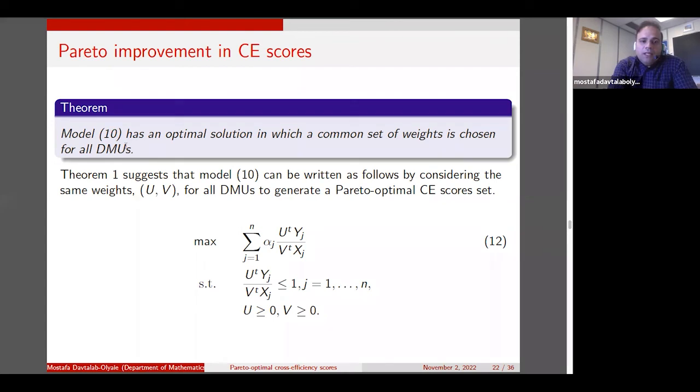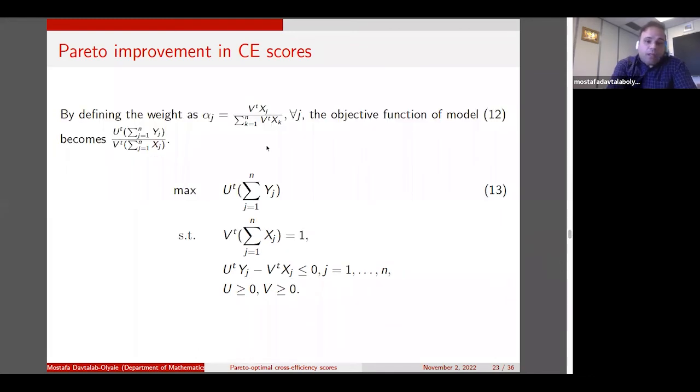In fact, model 10 has an optimal solution in which a common set of weights is chosen for all DMUs. So using model 10, we can consider the same weights U and V for all DMUs and write model 10 as a simple, linear model 12 to generate Pareto-optimal cross efficiency scores.